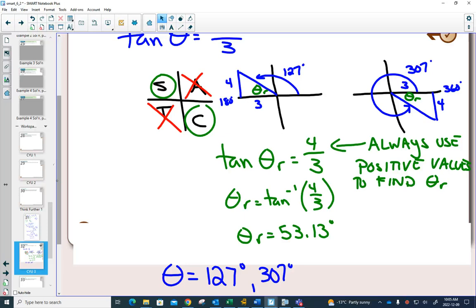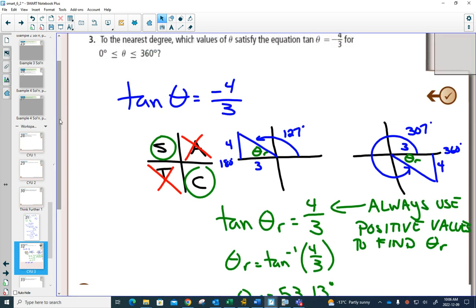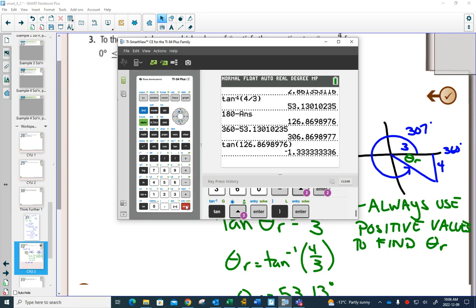So for example, 127 that we just found, I'm going to go back to my calculator. I'm going to write tan of this angle, and I'm going to use all the decimal places here. According to our equation, what should come out? Negative 4 over 3. Now my calculator is going to give a decimal. Negative 4 over 3 as a decimal would be negative 1.3 repeated. So if I type this into my calculator, I should get negative 1.3 repeated. And I do. A little bit at the end of the decimal is off just because the calculator has rounded.